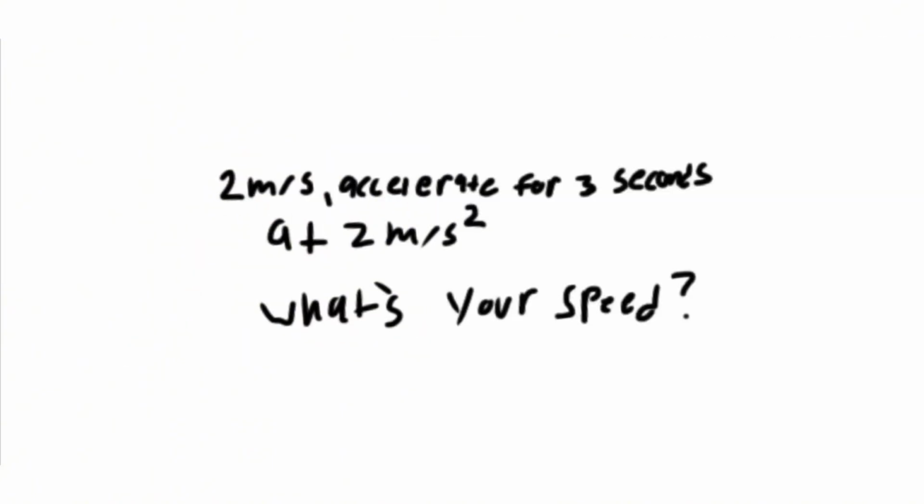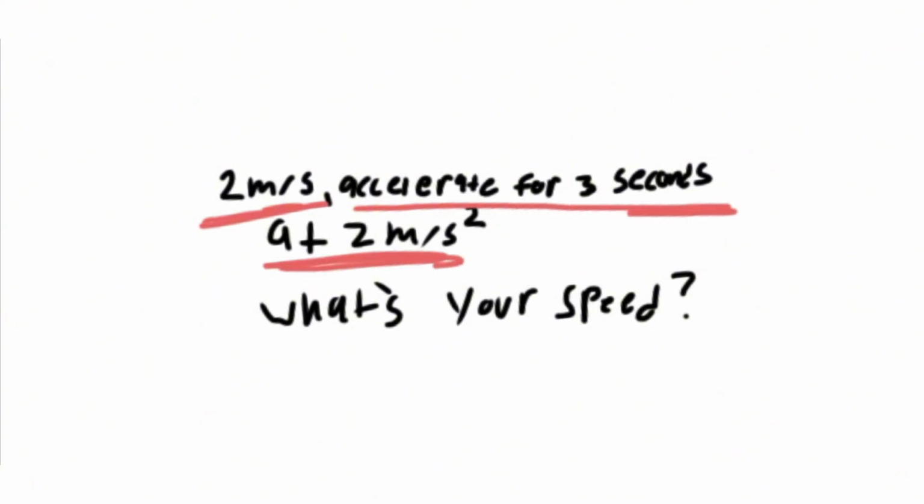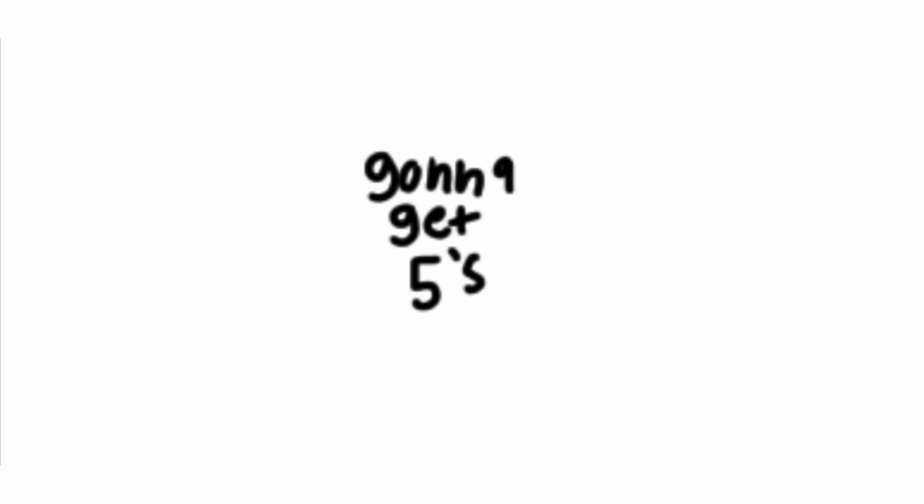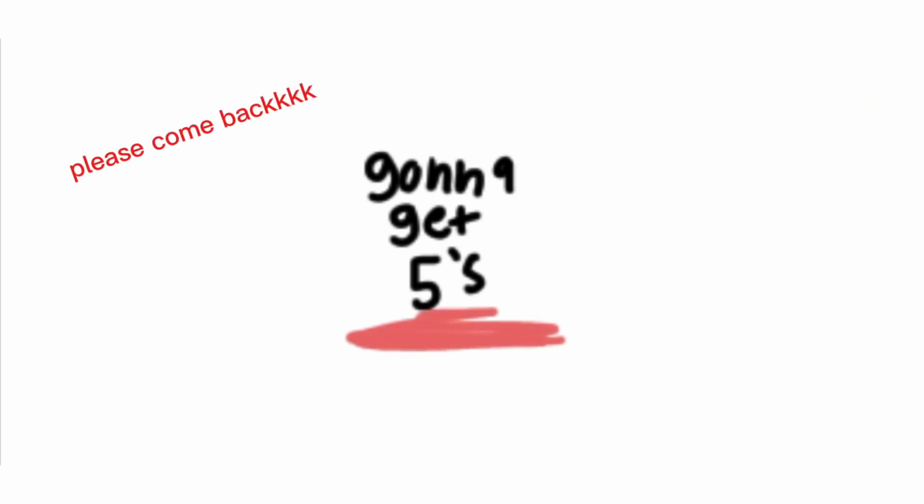So with that, let's do a little example. Starting at 2 meters per second, you're accelerating for 3 seconds at 2 meters per second squared. What is your speed? Well, we can use one of the kinematic equations. And these equations I also went over in a separate video. But there are multiple ways to find velocity, and this is one of those. So that equation is going to be final velocity is equal to initial velocity plus acceleration times time. And we plug in our values, and we do 2 plus 2 times 3, and we get 6 meters per second as our velocity.